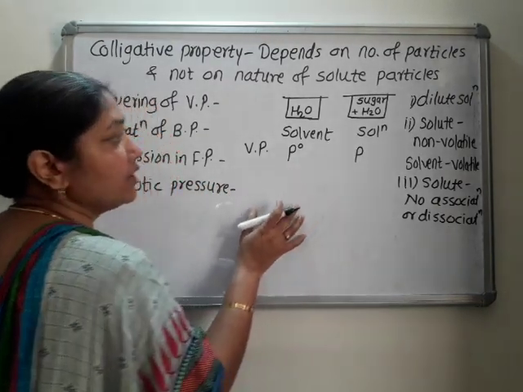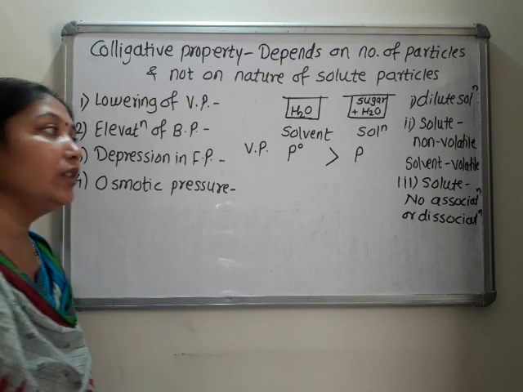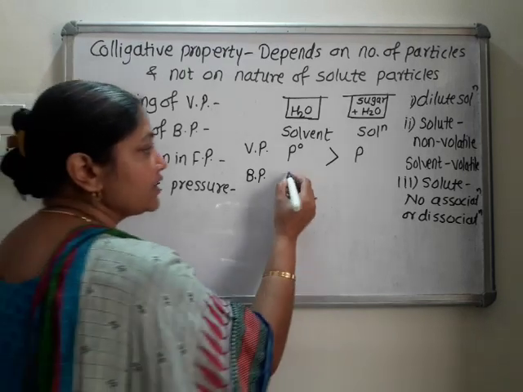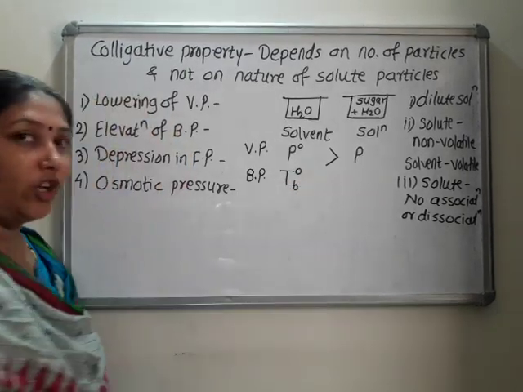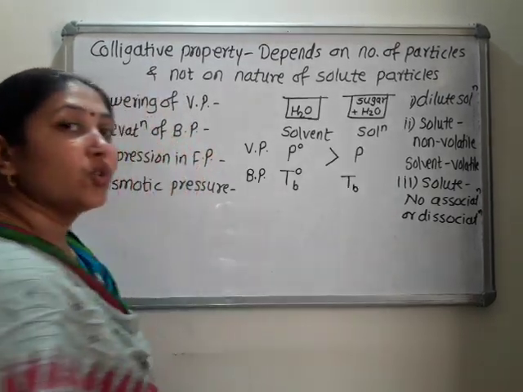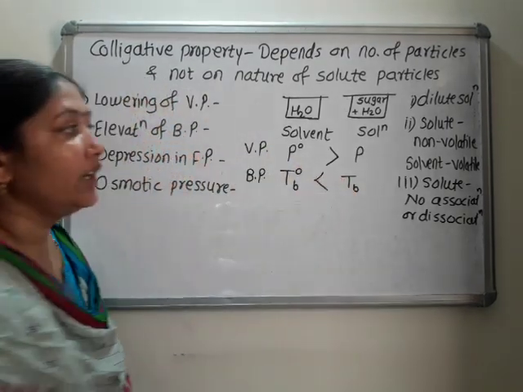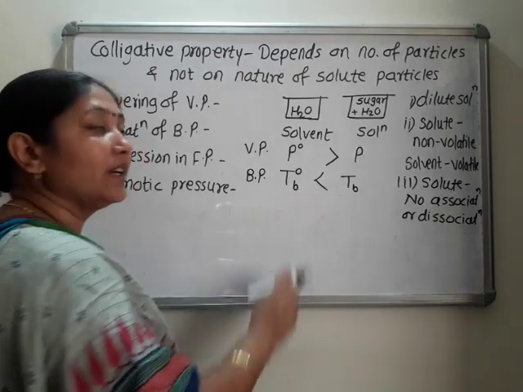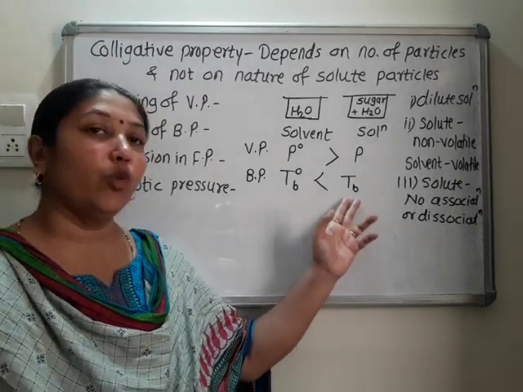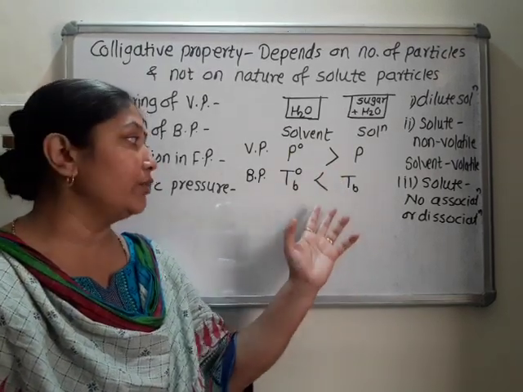What is observed? P0 is greater than P. Similarly, if we note the boiling point of water, say T0B, B for boiling point, and take the boiling point of this sugar solution, what is observed? Elevation in boiling point. The sugar solution boils at a higher temperature. Not much difference: if water boils at 100 degrees Celsius, the solution boils at 100.2 or 100.3 degrees Celsius. Like this, a rise in boiling point is observed.